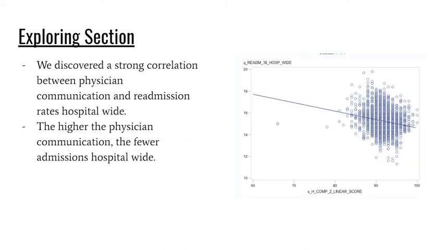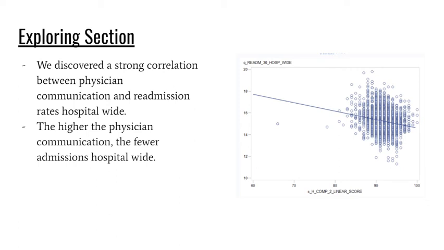So then we go into the exploring section, and we analyzed all 15 variables in a univariate analysis. We determined the mean, distribution, and outliers, which were only for the finance variables. We adjusted each of the finance variables.